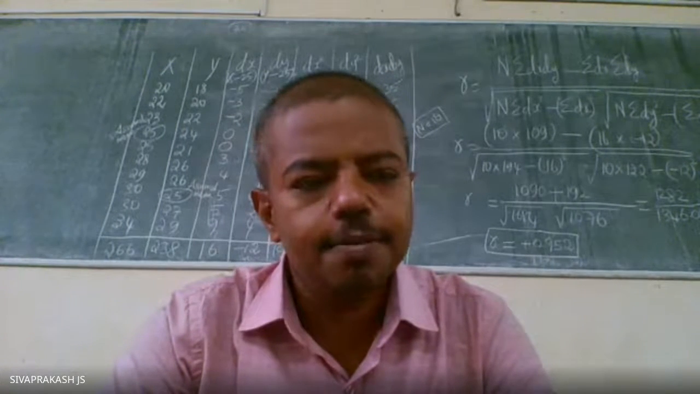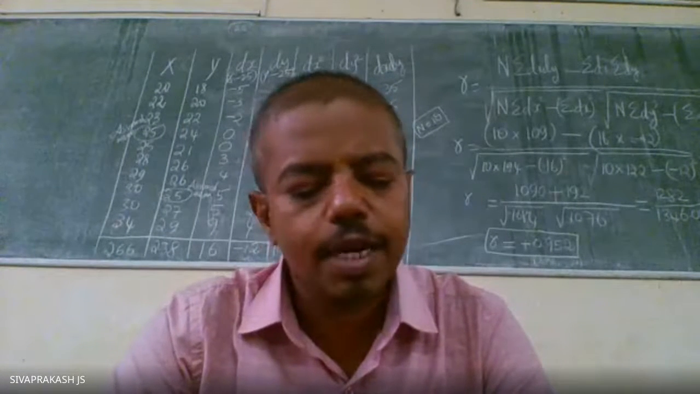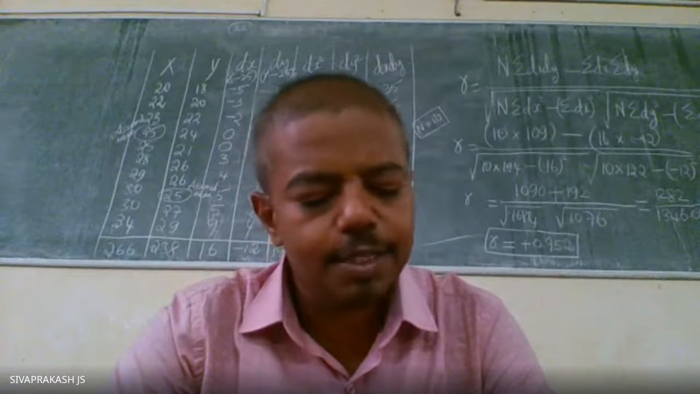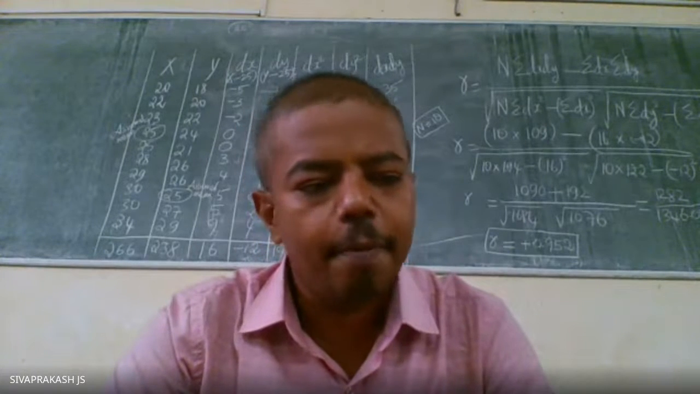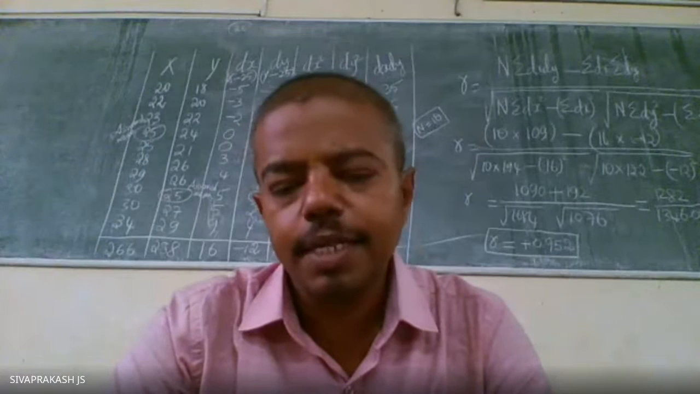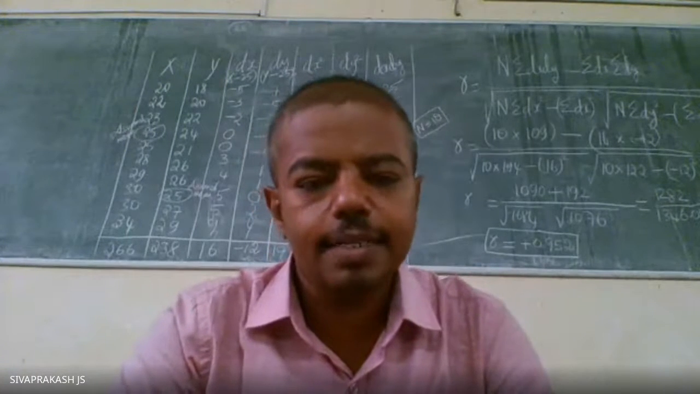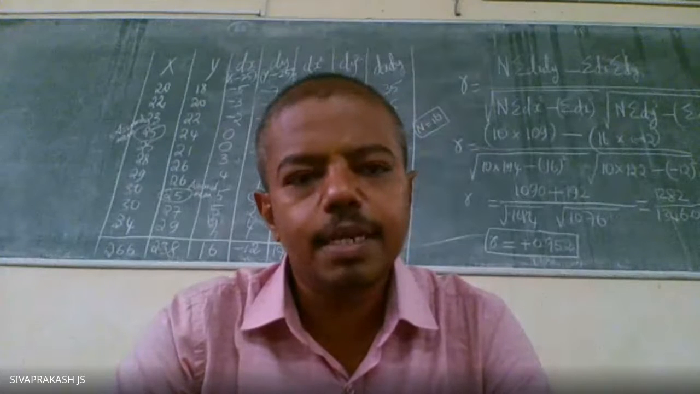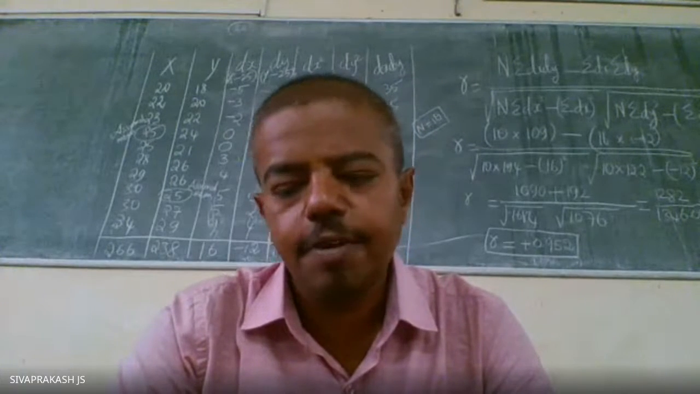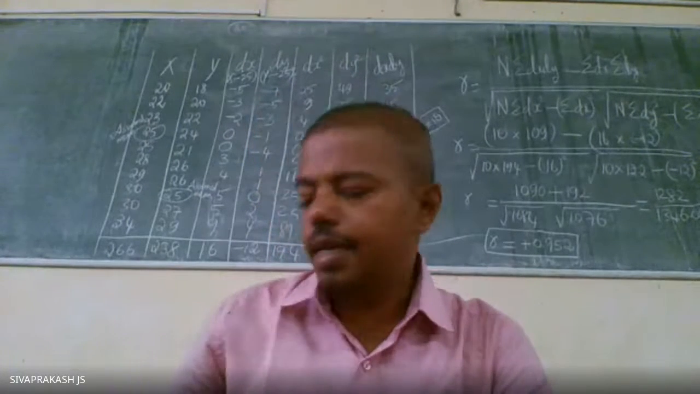All types are the same, right? Positive correlation, negative correlation, everything comes the same way. The answer must come from -1 to +1, right? Same way, the only thing is you need to put up the rank and then find out the correlation. So for the rank correlation method, there is a formula, right? We will be discussing that in the next class.